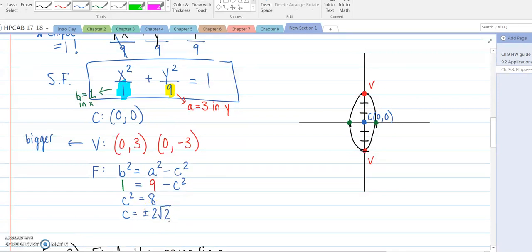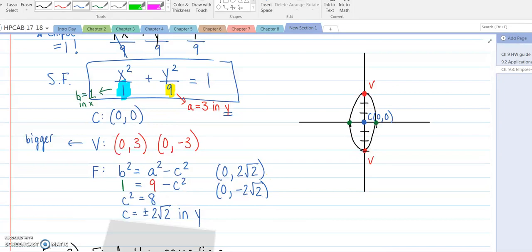So to come up with my focus points, I know they're going to be 2 root 2 away from the center. But make sure you know in what direction. It should always go in the same direction as your vertices, and my vertices are in the y direction. So these will go in the y direction also. So my foci will be 0, up 2 root 2, and 0, down 2 root 2.